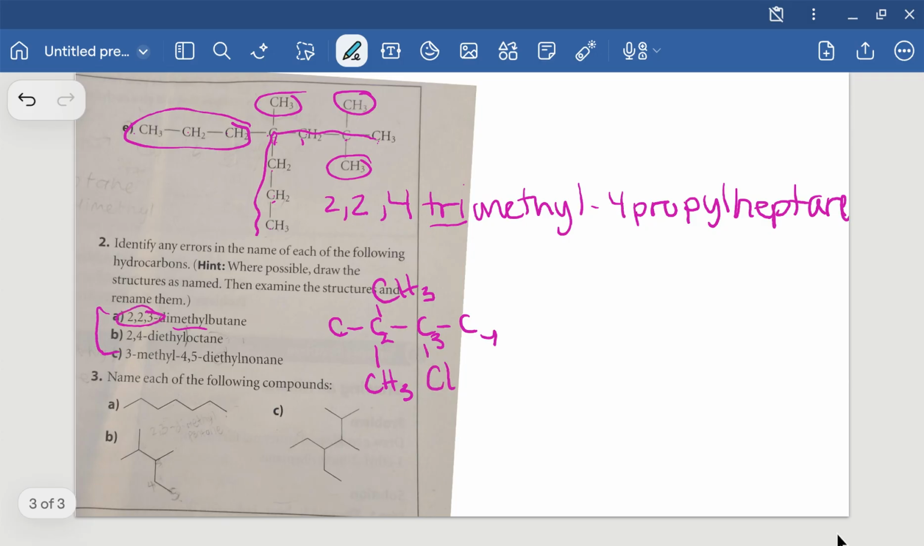So if I had another one here, CH3, showing a methyl group, then the mistake looks like this just should be tri. So this should be 2, 2, 3 trimethyl butane. So that was the biggest mistake.